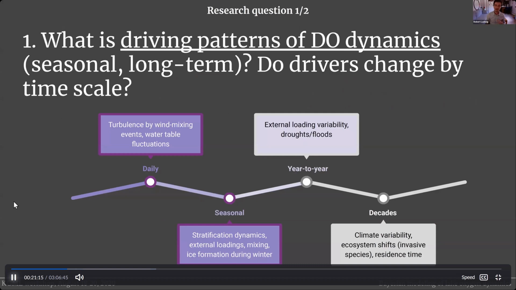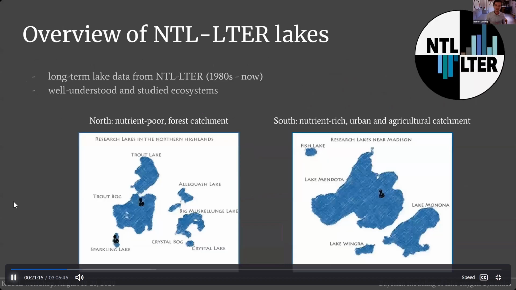And also in this project, we wanted to look at the oxygen dynamics in lakes in Wisconsin. So we are really lucky here because we have the NTL-LTER program, which is a monitoring program which is active since the 1980s. So we have long-term data sets about our lakes here. So these lake ecosystems are well understood and studied systems.